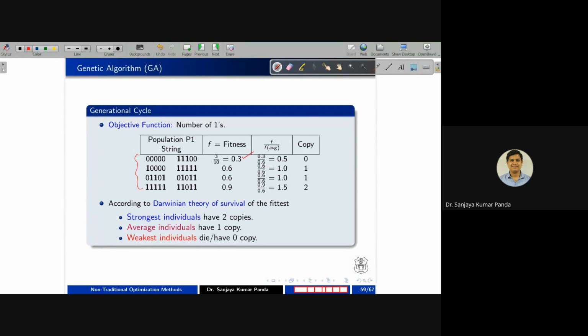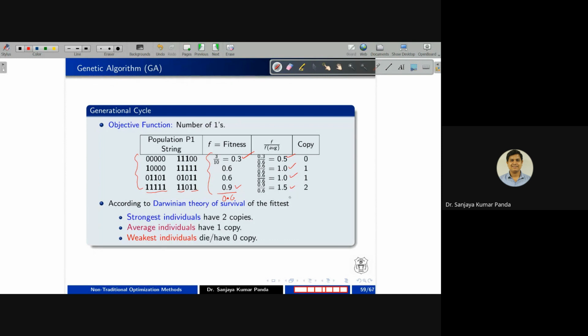So fitness is 0.3. In this case, how many ones are there? 5, 2, 7, 2, 9. So 9 by 10, you are getting 0.9. Okay. Now, what is the average fitness? Average fitness is 0.6, right? So if I calculate fitness divided by average fitness, I am getting 0.5, 1, 1, and 1.5. This is relative, right? Earlier also we have seen why we are calculating the average: to find the relative one.